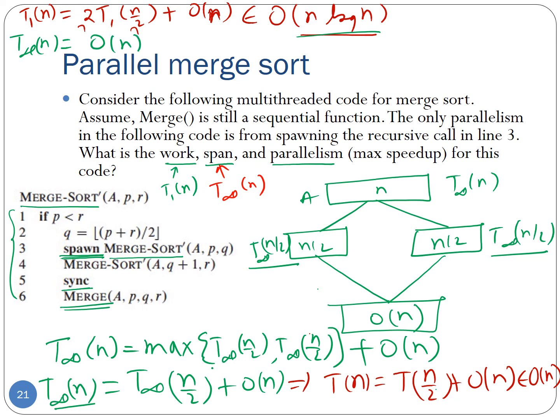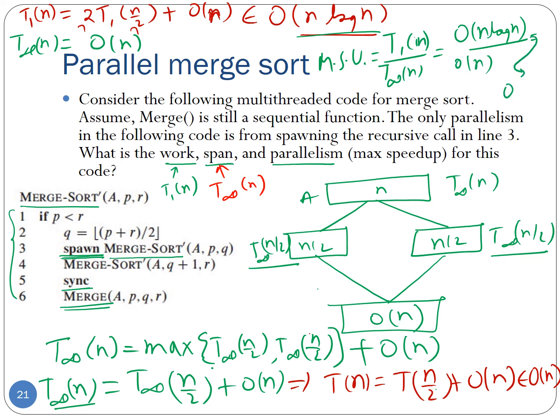Okay, so from here we can compute the max speedup, or the parallelism, which is basically the work divided by the span. In this case, the work is O(n log n) divided by O(n), which is basically O(log n).